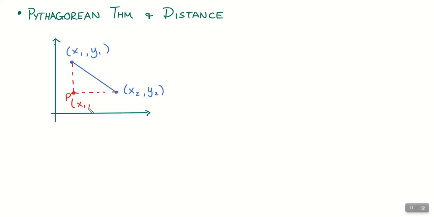So I know that this ordered pair must be x1 for the x value. And what about the y value? y2. We now have this lovely ordered pair. We don't have the Pythagorean theorem yet, but we're about to.